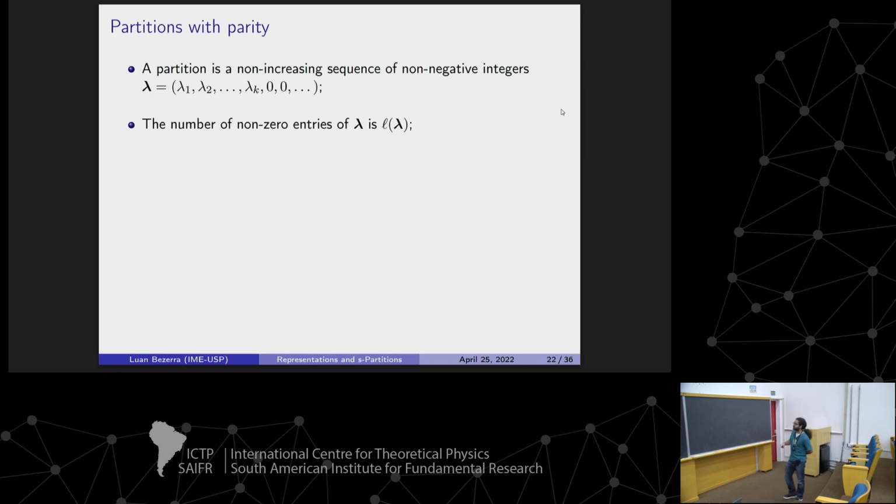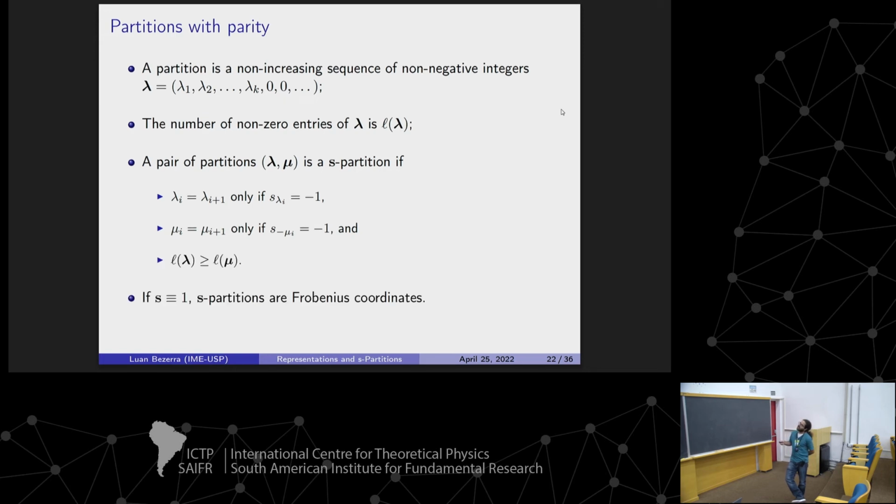And so just to describe how this limit is taken and how to parameterize the bases and show the pictures, just recall that a partition is a non-increasing sequence of non-negative integers. I am now considering infinitely many zeros at the end, and the number of non-zero entries is the length, L of lambda. Then I will say that a pair of partitions is an S partition if I have this condition on when they can repeat in the first partition, and the other condition on when they can repeat in the second partition. So this is the same condition that we had allowing equality in the previous results. And then I'm also asking that the length of lambda is greater than or equal to the length of mu.